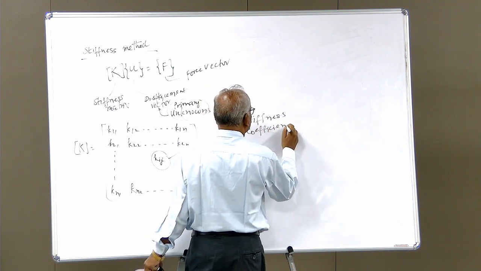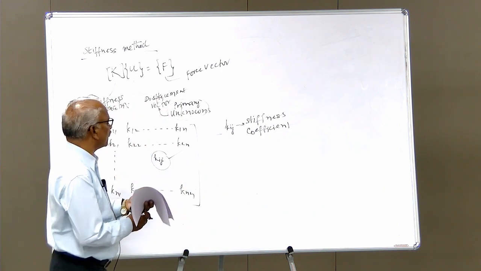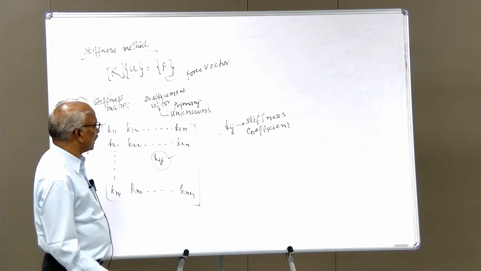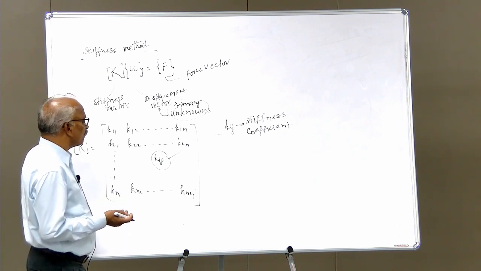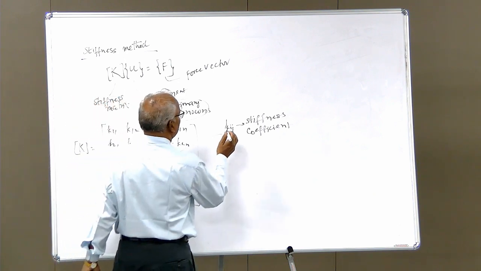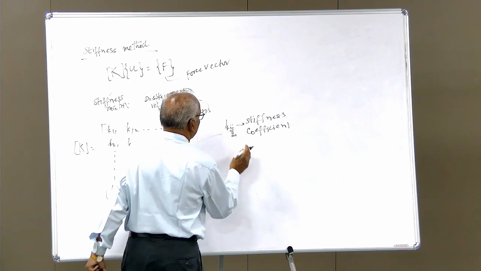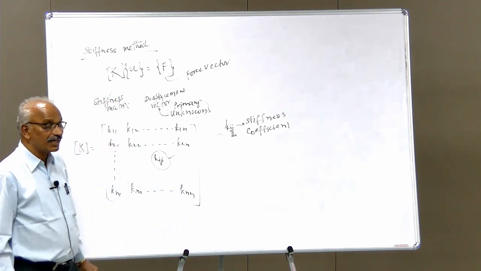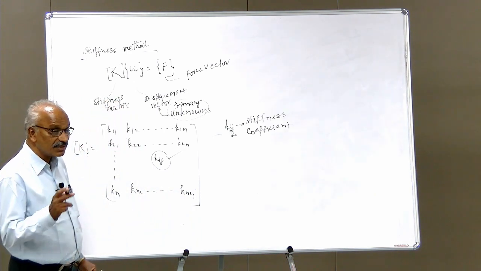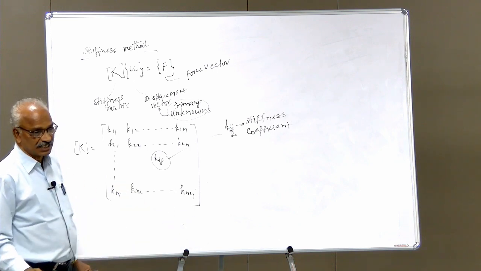Kij is the stiffness coefficient. A stiffness coefficient is defined as a coefficient which gives you the force at coordinate i due to unit displacement at coordinate j, with the condition that no displacement occurs except at j.